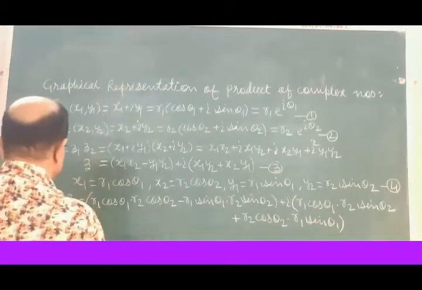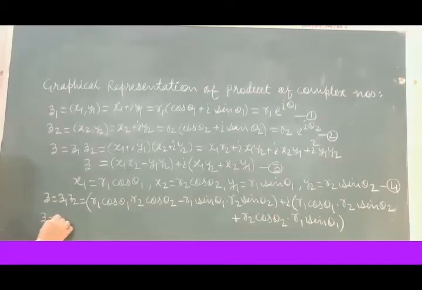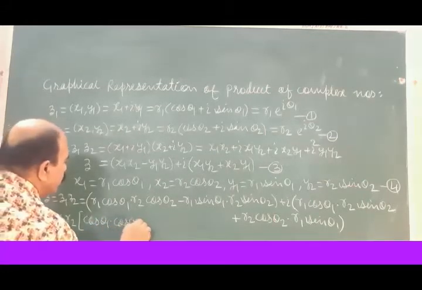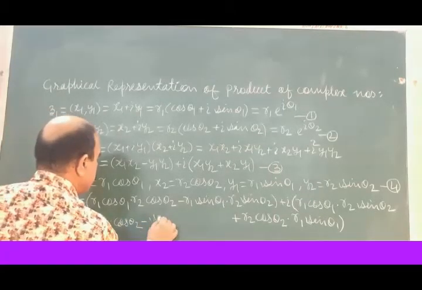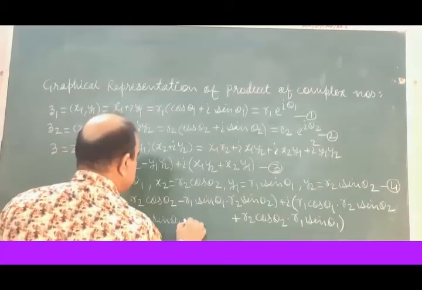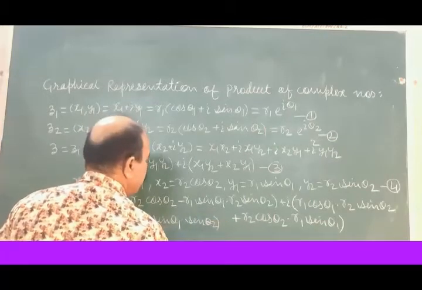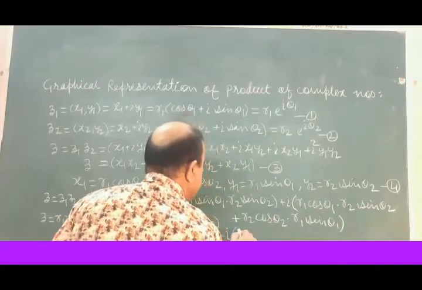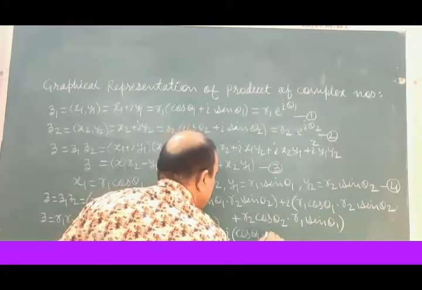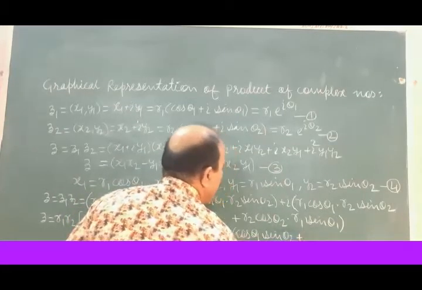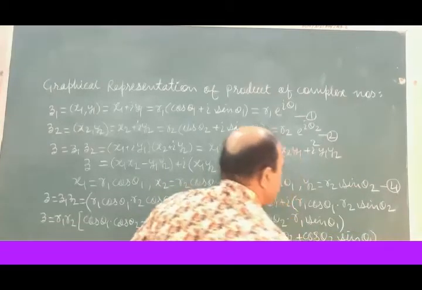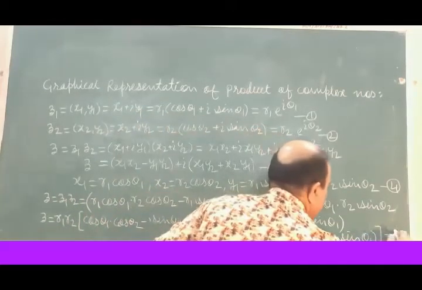If we do this, this equation will now become z equal to r1 into r2 into, in the square bracket, cos theta 1 into cos theta 2 minus sin theta 1 into sin theta 2 plus I into cos theta 1 sin theta 2 plus cos theta 2 sin theta 1, square bracket complete. Equation number 5.